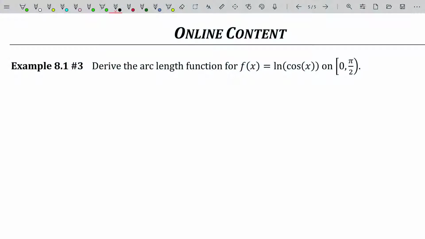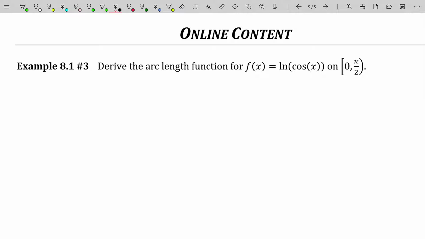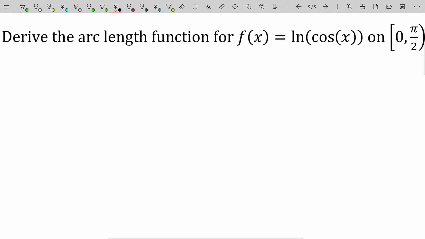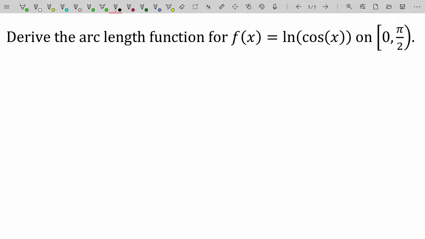Hello, my name is Roy Simpson, professor of mathematics at Cosumnes River College in Sacramento, California. This video is meant for Calc 2 students who are going through arc length functions, or at least arc length content, in the middle of their Calc 2 course, or if you're one of my students, at the end of our Calc 2 course. This specific example I'm doing here is for the arc length function itself.